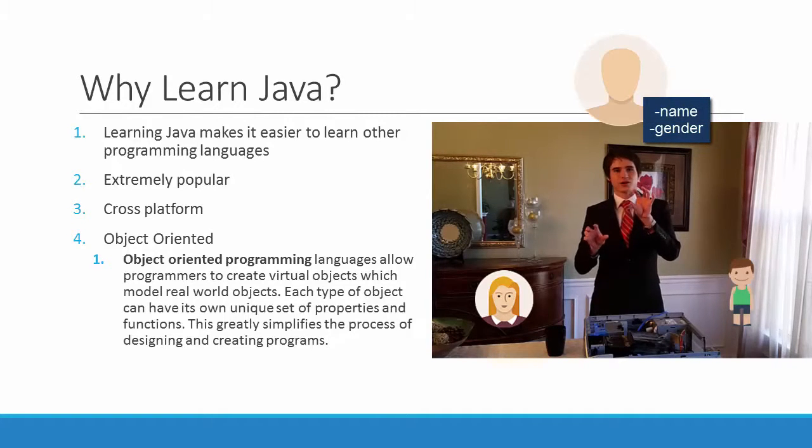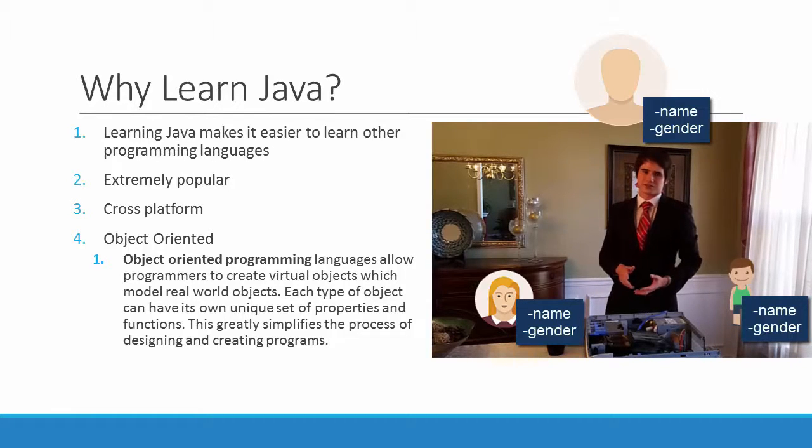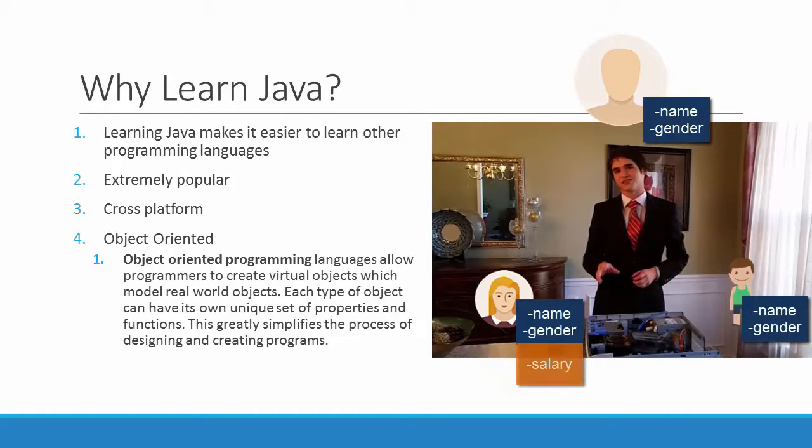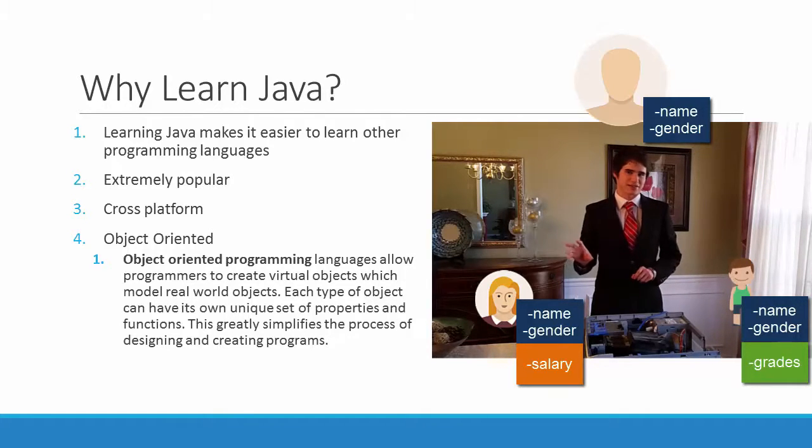And then each student would also have a name and a gender, and each teacher would also have a name and a gender. But then we could assign specific properties for teachers. So teachers, for example, would have to have a salary. So we would give the teachers a salary, whereas the students don't need a salary, so they're separate things. The students, however, would need to have grades. So the student object could have grades, the teacher object could have salary, but they would both be persons, so they would inherit from that person class.